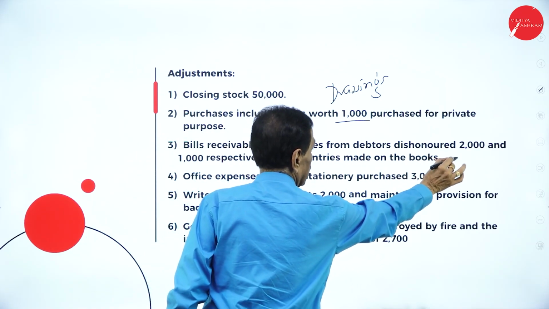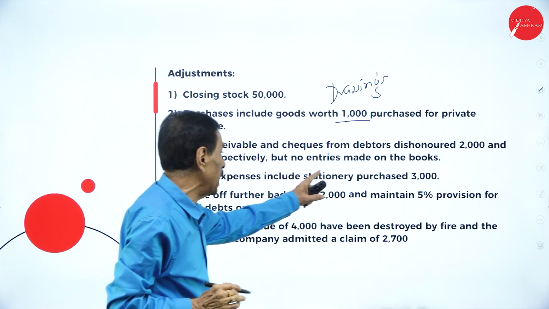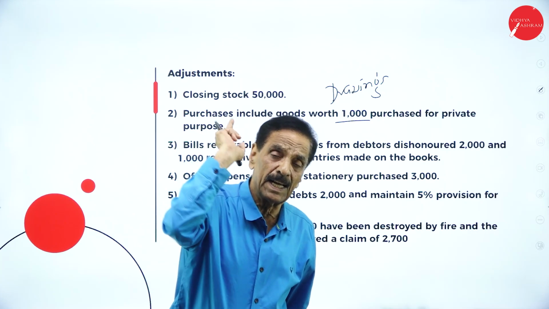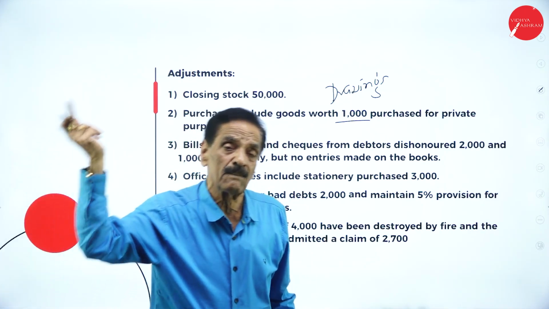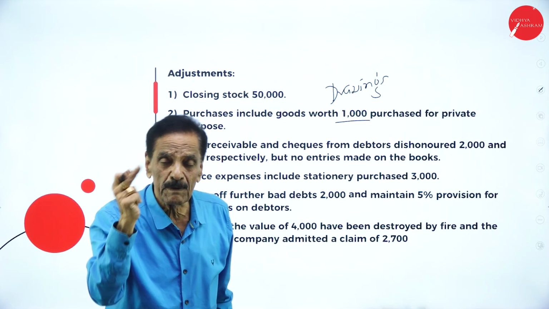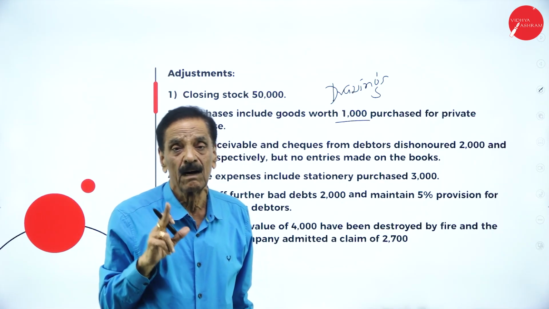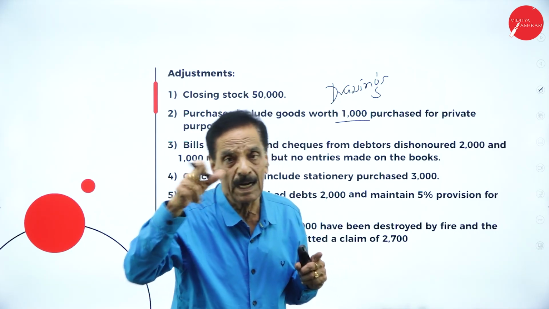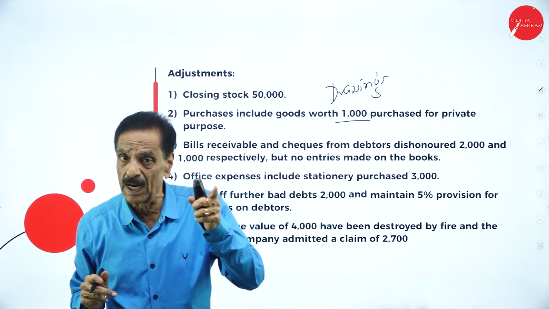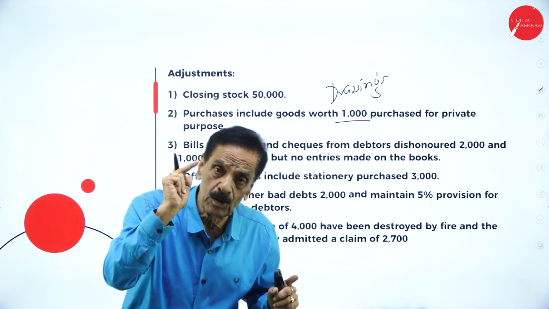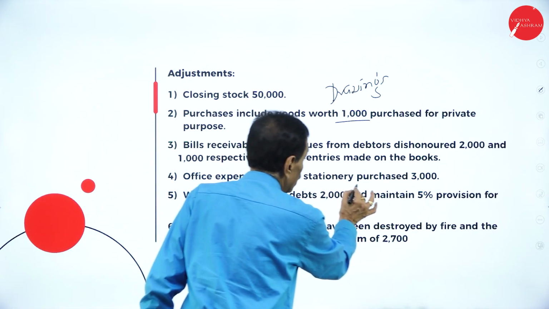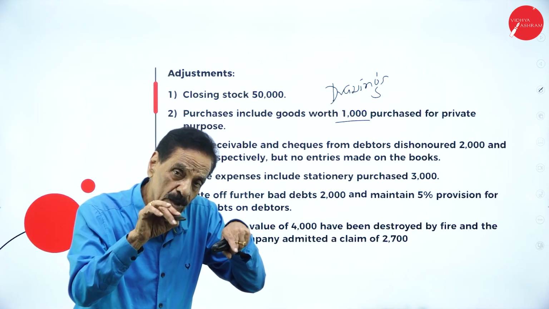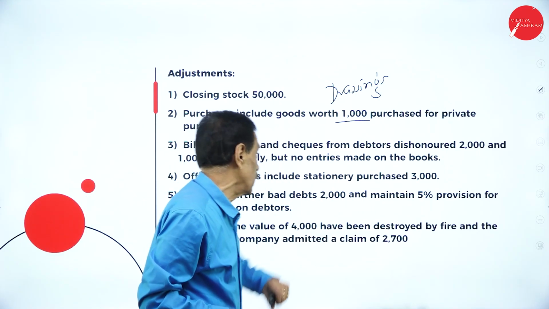BR and cheque from debtor dishonored, 2,000 and 1,000 respectively. No entries are made in the books. When the BR is dishonored, deduct from BR, add to debtor. If the cheque is dishonored, deduct from cash at bank, add to debtor. Office expenses include stationery purchase. So in office expenses, deduct 3,000 and show stationery 3,000 separately.